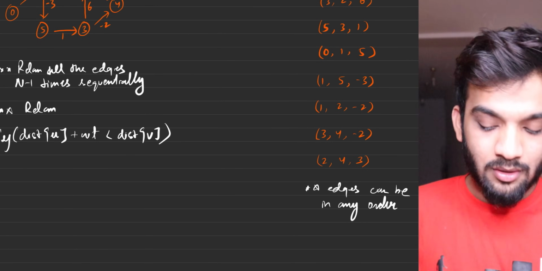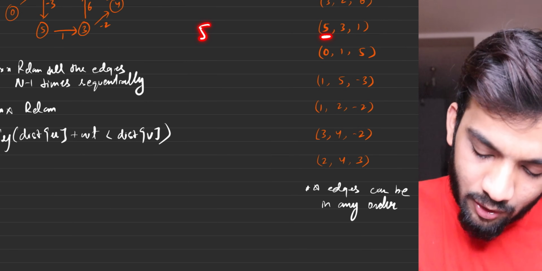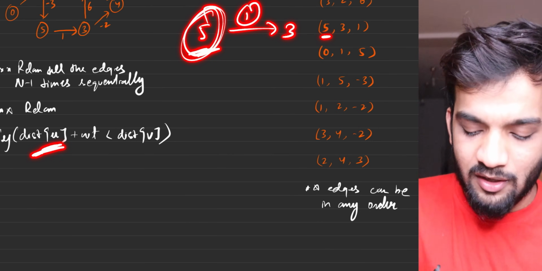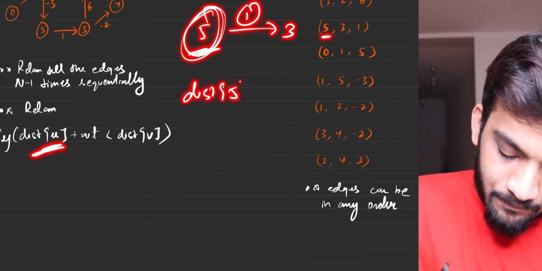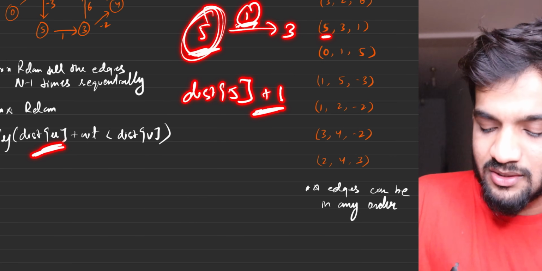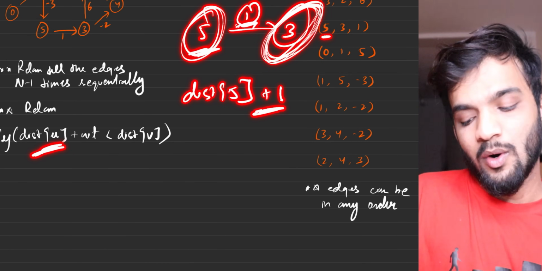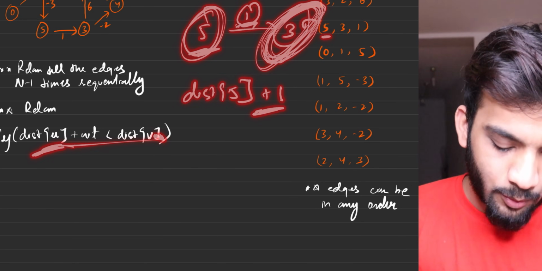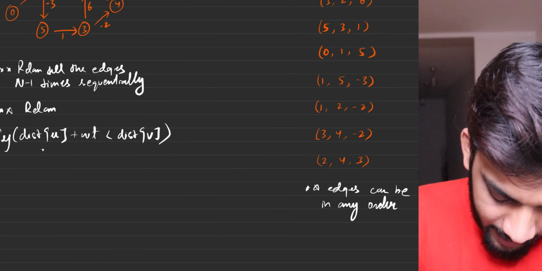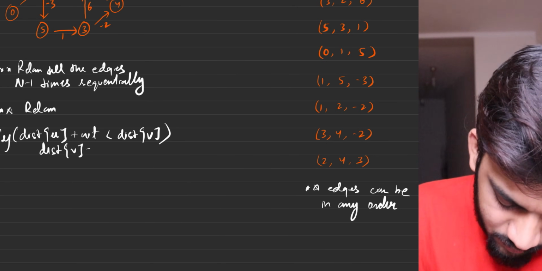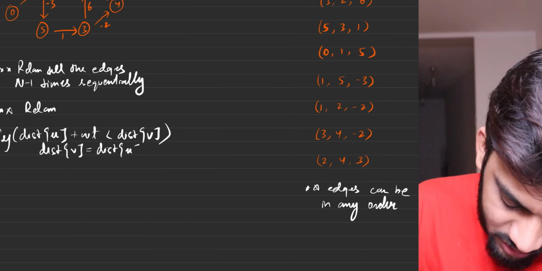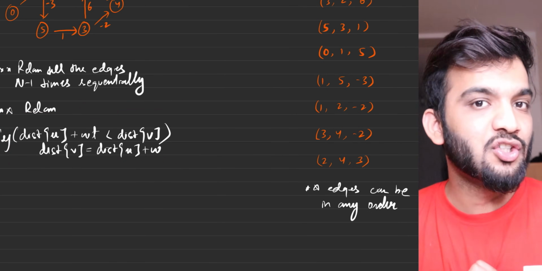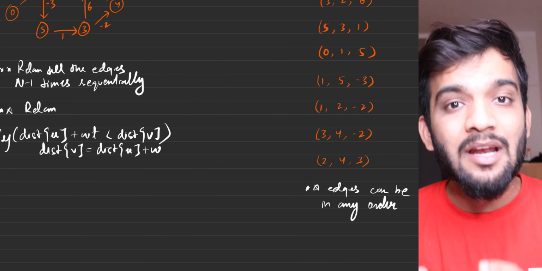v, which means as of now, you're at 5, now you're trying to go to 3 with a 1. So whatever distance you took to reach this u, which is 5, so basically distance of 5 plus this 1, if that is smaller than whatever you took to reach 3, then you got a better path, similar to Dijkstra. So you will simply say, okay, I got a better path. So distance v is equal to the new distance, which is distance u plus w. This is what I call relaxation of edges. This will be done n minus 1 times.